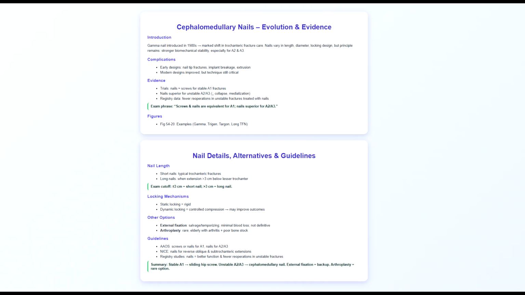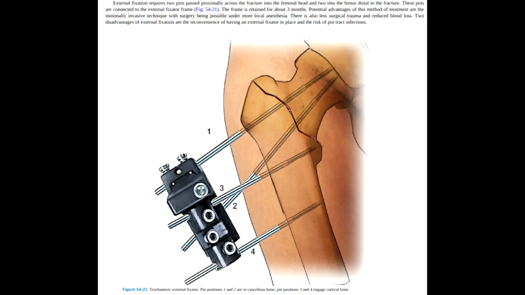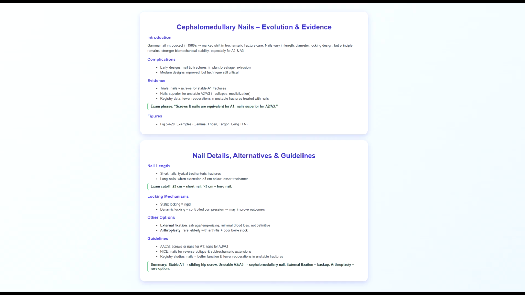Moving on to external fixation, this is not a standard technique for trochanteric fractures, but may be used in exceptional cases, particularly where rapid, minimally invasive stabilization is needed. Figure 54-21 shows an example of an external fixator applied with pins proximal and distal to the fracture. The advantages include minimal blood loss, reduced operative time, and the possibility of using local anesthesia. However, disadvantages such as pin tract infection and patient discomfort limit its widespread use. For exams, remember, external fixation is a salvage or temporizing procedure, not a definitive solution.